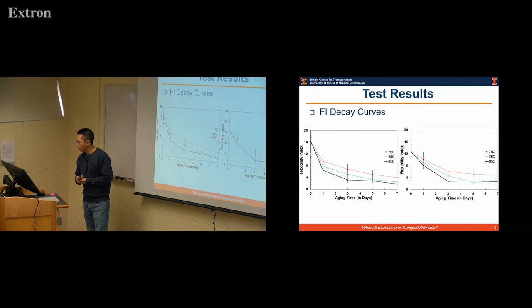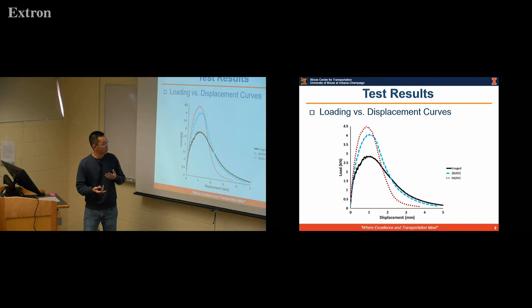So this also raises a question: how do the mixed design parameters affect our aging, or especially the aging rate? I'll start with the loading displacement curves, because the flexibility index, fracture energy, and the slope were calculated based on these curves.